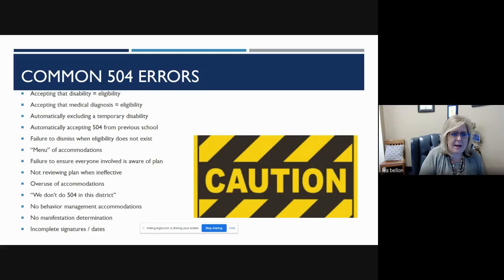And then failure to dismiss. A lot of times students will lose their eligibility. So if that happens, we need to make sure that we no longer give them the services or code them as 504.